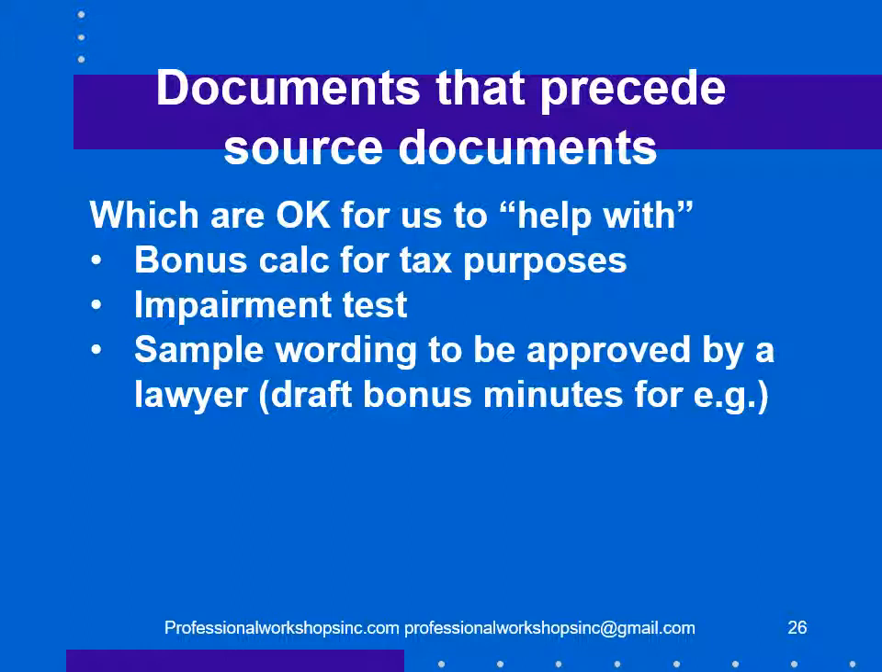We might help with an impairment test. We might prepare sample wording to be approved by our lawyer. So if there is a bonus to be declared, we might draft the minutes, for example, send them to a lawyer and say, "Hey, we've drafted these minutes. You should look them over, fix them if you think they should be fixed, and get them in the minute book." So those are things we can help with. They're not source documents.